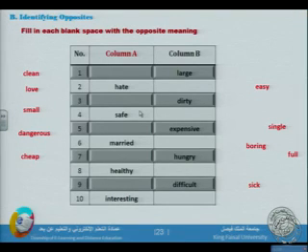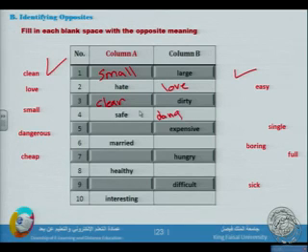Fill in each blank space with the opposite meaning. Now I want a word and its opposite. Large means big, its opposite is small. Hate means to dislike strongly, its opposite is love. It is found either here or here. Dirty, its opposite is clean. Safe, its opposite is dangerous. Expensive, its opposite is cheap. Married, its opposite is single.